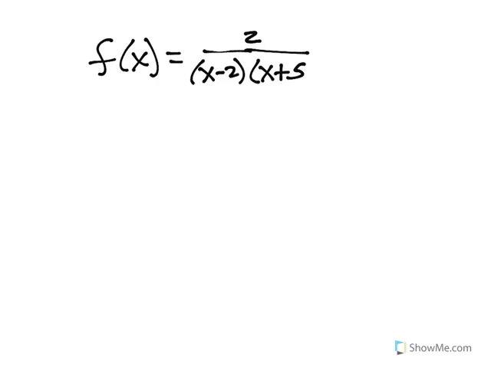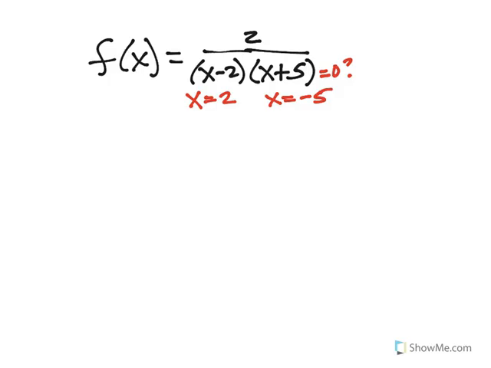When we look at this function, f of x equals 2 over (x minus 2)(x plus 5), well, again, if we're thinking about vertical asymptotes, we look at our denominator. Where does the denominator equal 0? Well, this is already in factored form, so x equals 2 and x equals negative 5. Now, when you get into vertical asymptotes, sometimes you also need to think about holes or discontinuities in the graph.